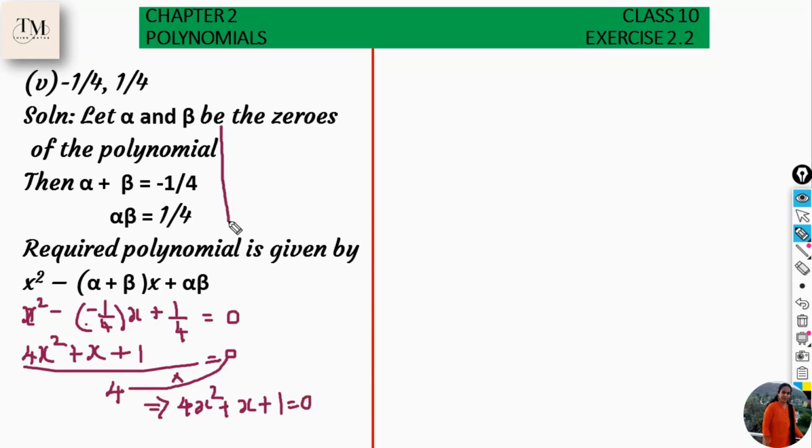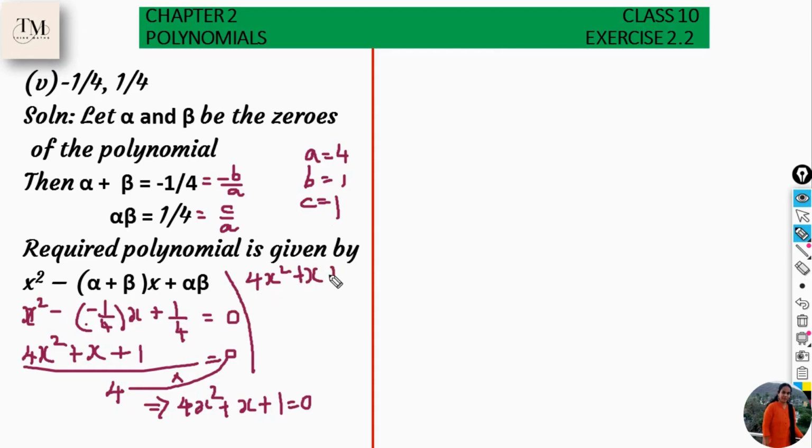So let me go to the next method. Just a minute, I will erase this line. So here alpha plus beta is equal to minus 1 by 4. This is nothing but minus b by a. This is equal to c by a. Okay. So here a is equal to 4. In both the terms, we got the denominator as 4. So a will be equal to 4. Minus b is equal to minus 1. So b is equal to 1 and c is equal to 1. So if we substitute in the general form, ax square means 4x square, plus bx, so 1 into x is x, plus the constant term c, 1. So same. Okay. So the next problem.